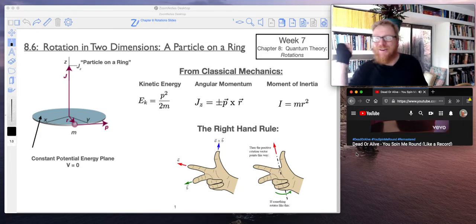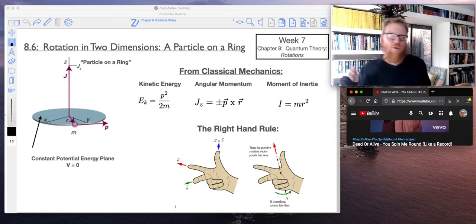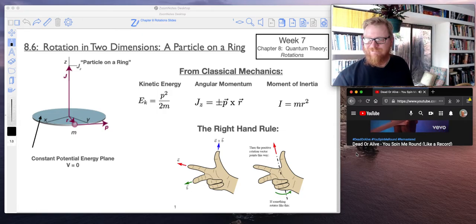You spin me right round, baby, right round, like a record, baby, right round, round, round. You spin me right.